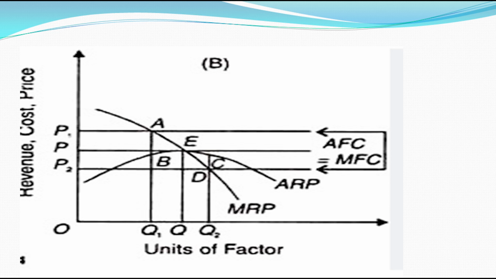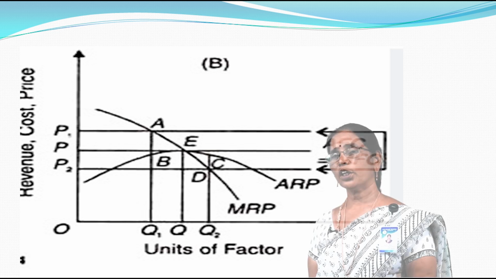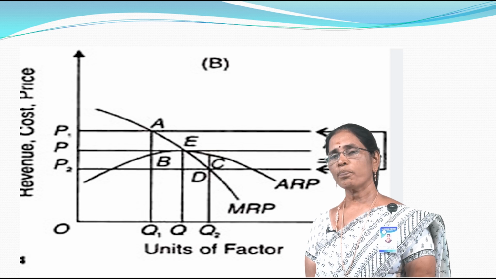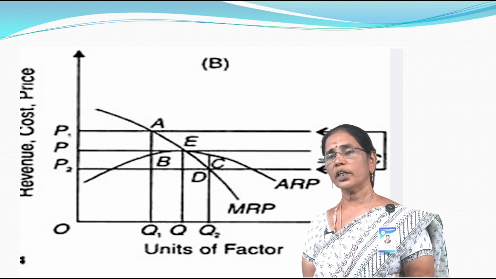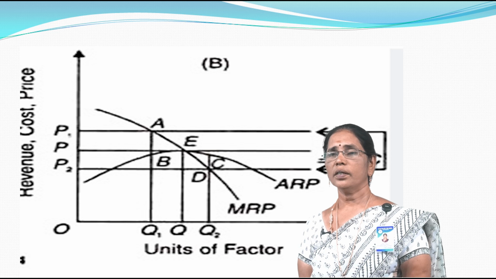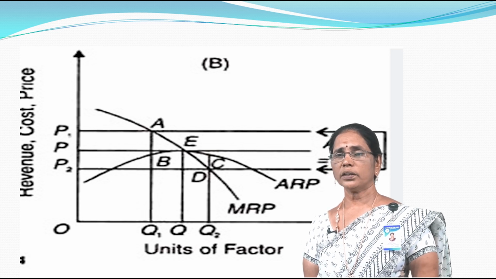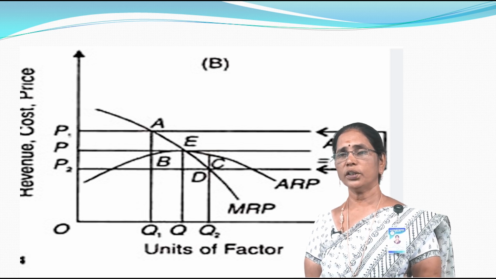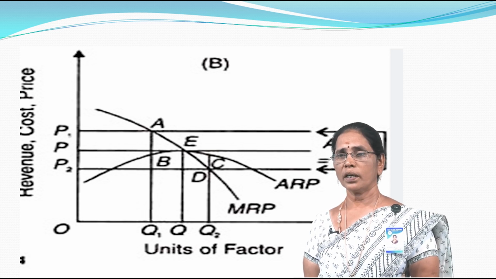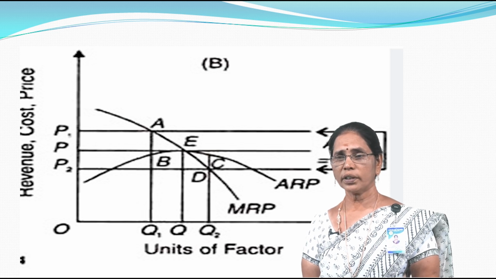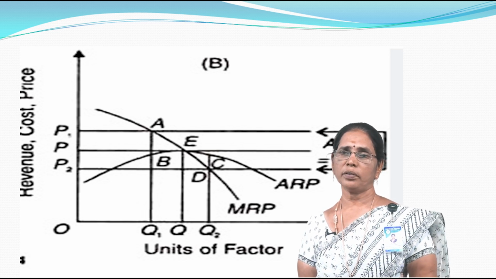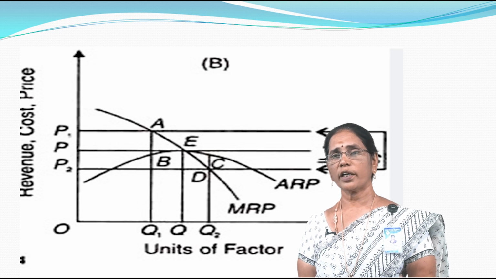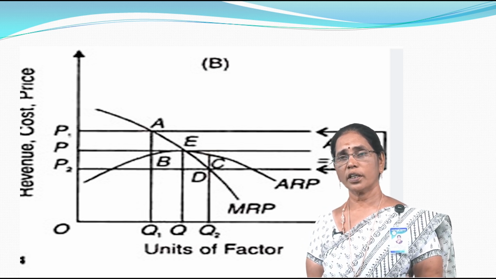Whenever the ARP is equal to AFC, average revenue of the product equal to average fixed cost, that is the equilibrium level. At this level, the distribution is also equal to the factor price. Then the factors are at OQ level. The price of the commodity is OP. In this situation, AFC = MFC = ARP = MRP. This is the situation explained by the marginal productivity theory of distribution.